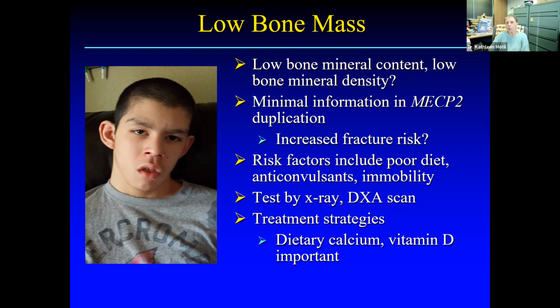So we really don't know what the prevalence of low bone mineral content and low bone mineral density is in our children with MECP2 duplication. We suspect we have increased fracture risk, but we really don't know on a large scale whether our children have fractures a lot or not. We do know that fracture risk includes poor dietary intake of things like calcium and vitamin D. We know that some anticonvulsants will aggravate the possibility of fractures. And we know that children who are immobile and have difficulty walking certainly will increase the fracture risk.